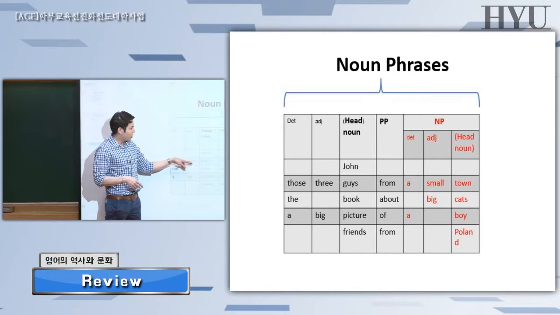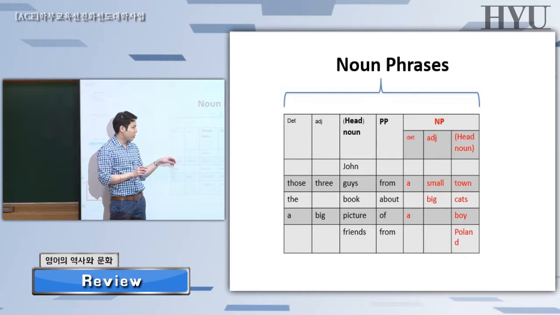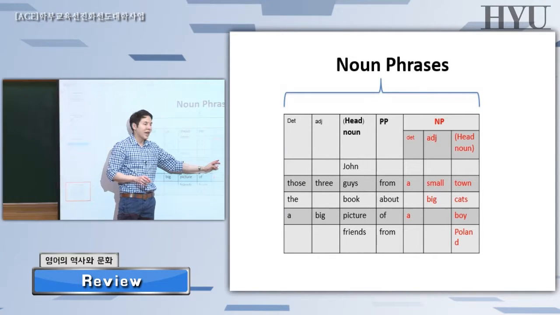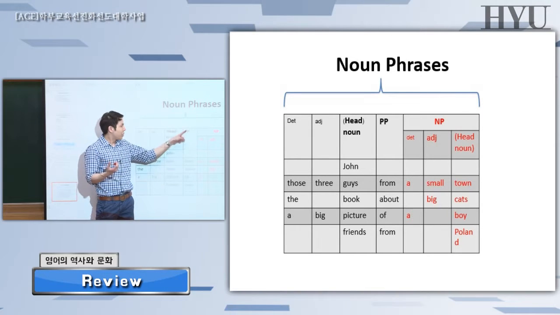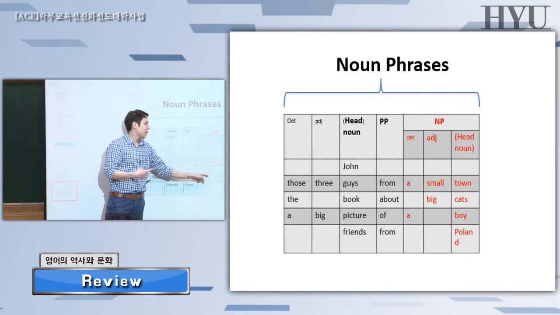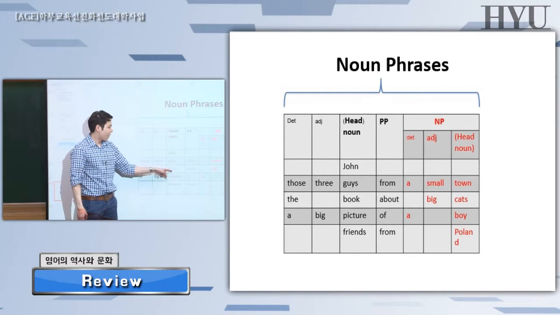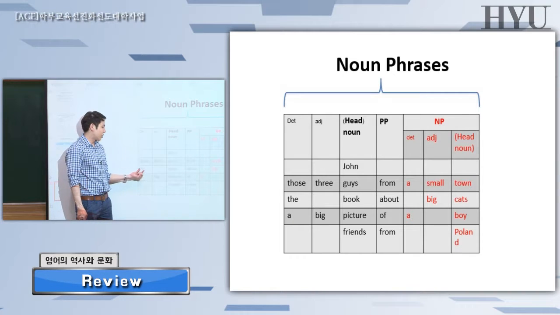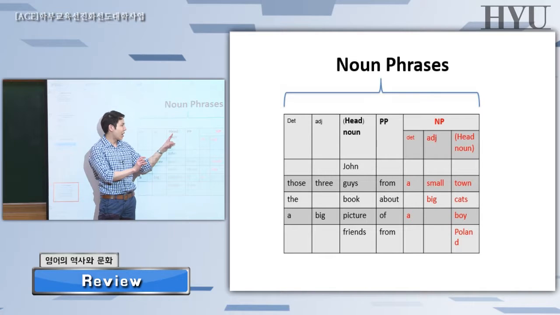And we have those three guys from a small town. You see that the word guys is the main word here, right? Everything is about the guys. And then you have number, you have determiner, and you have one prepositional phrase afterwards, right? But that prepositional phrase, you already know the structure of it, right? The prepositional phrase, if you look at the slide before, consists of one preposition and another noun phrase like that, okay? And the book about big cats, we have the book as the head noun, we have the determiner here, and then we have another prepositional phrase inside the noun phrase here.